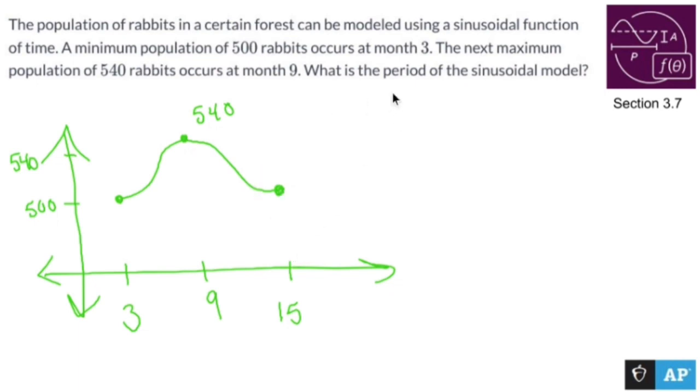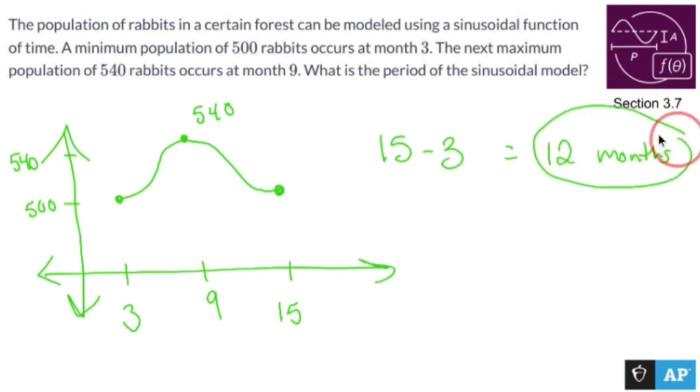Okay, so what is the period of the sinusoidal model? Well, 15 minus 3 gives you a period of 12. 12 months, a year. For those of you who don't know what 12 months is.